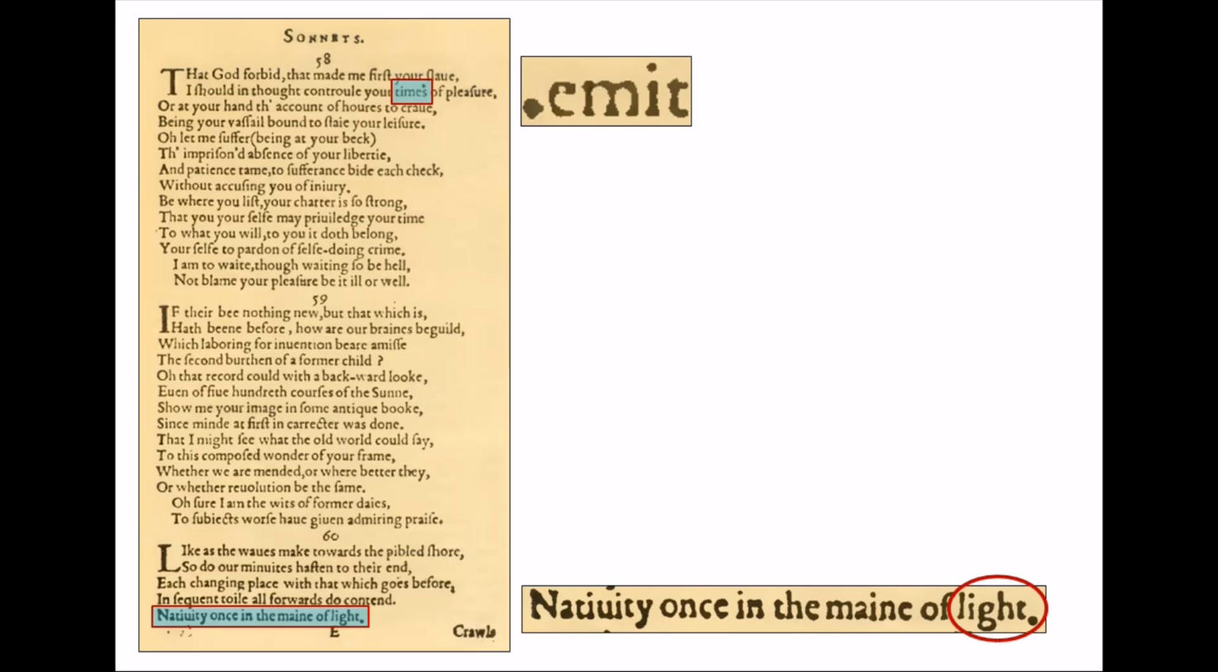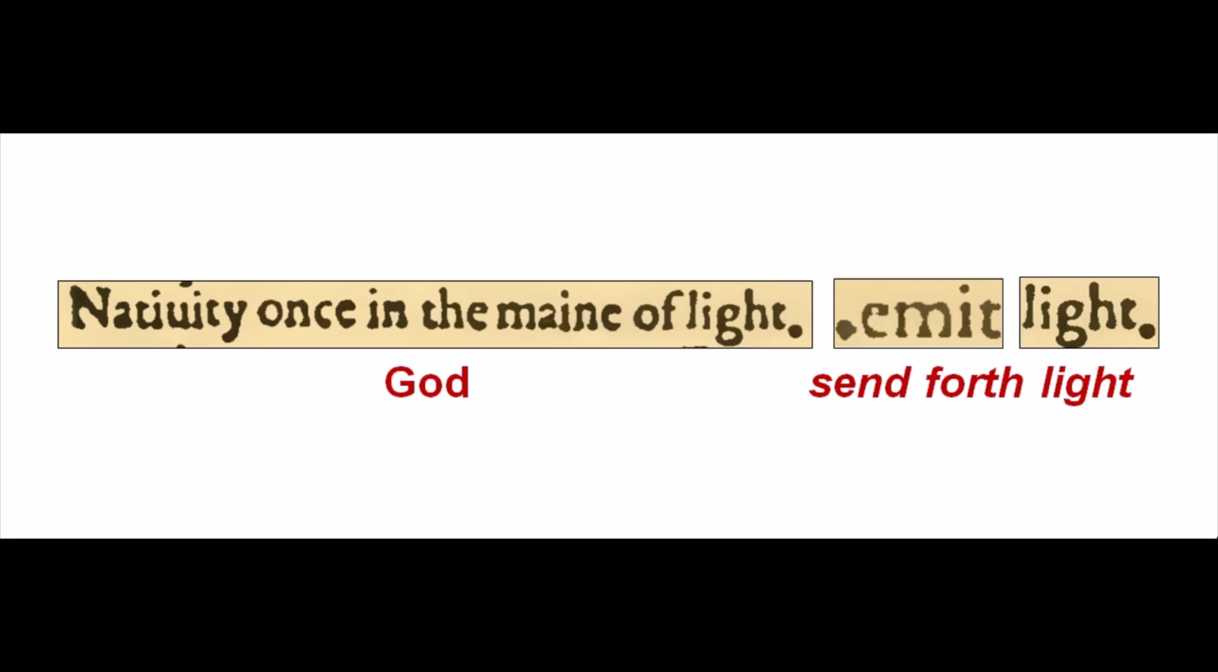So reading the dots on this side of the page, we have the sentence, Nativity once in the main of light, meaning Jesus or God. There's emit, meaning to send forth. And if you look next to the dot in the same sentence describing Jesus, it's printed right next to the word light. This dot, which again should be a comma and is printed larger than any other period on the page, accomplishes two things. It creates a sentence describing God, and also provides the message with the word light. God emit light is another way of saying God send forth light, or God let there be light.